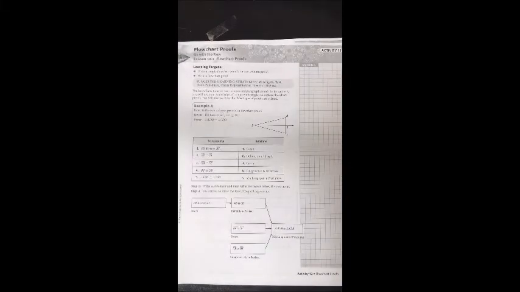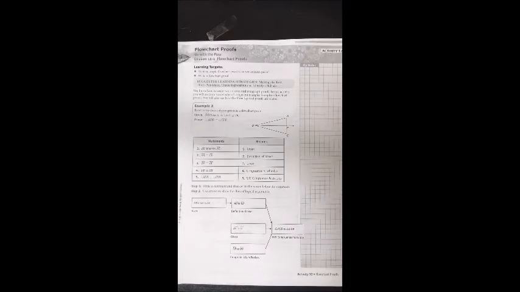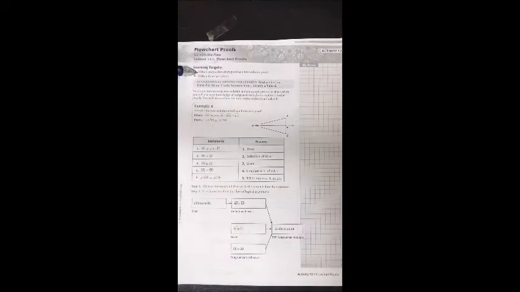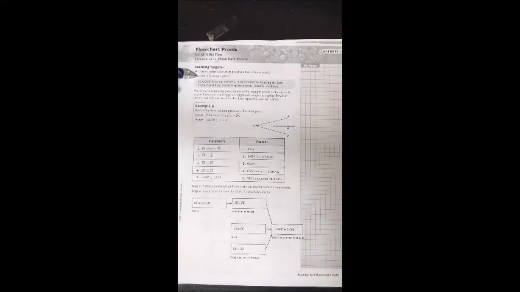Hey guys, today we're going to be talking about 12-1, and our learning targets today for flow chart proofs are to write a simple flow chart proof as a 2-column proof, and then we're going to write a flow chart proof all on our own. So here's an example given to us.